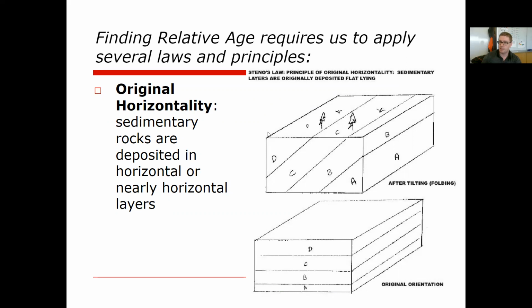Like, look at the top picture. They all kind of tilted a little bit. In geology, we don't call it tilting, we call it folding. So regardless if we're looking at a folded picture or an unfolded picture, the idea of original horizontality is that sedimentary rocks are deposited horizontal. They're originally deposited flat. That's original horizontality.